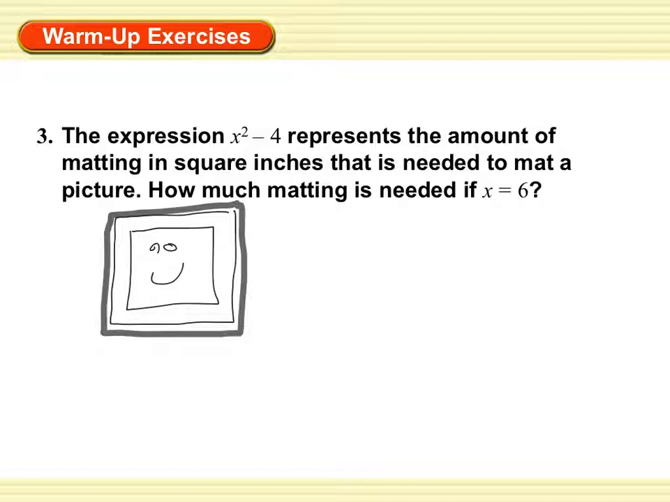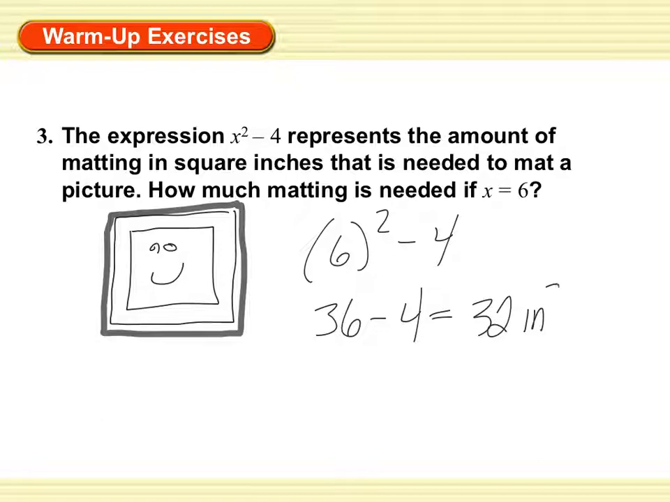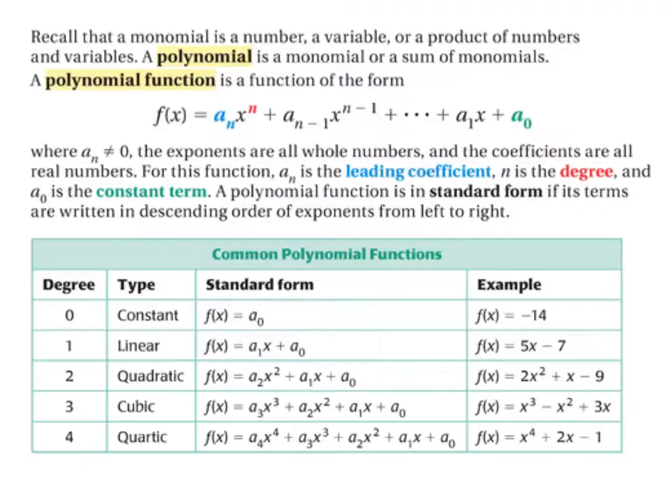How much matting is needed if x equals 6? Well, we're just substituting. 6 times 6 is 36, minus 4 is 32 inches squared. All right, into the lesson.